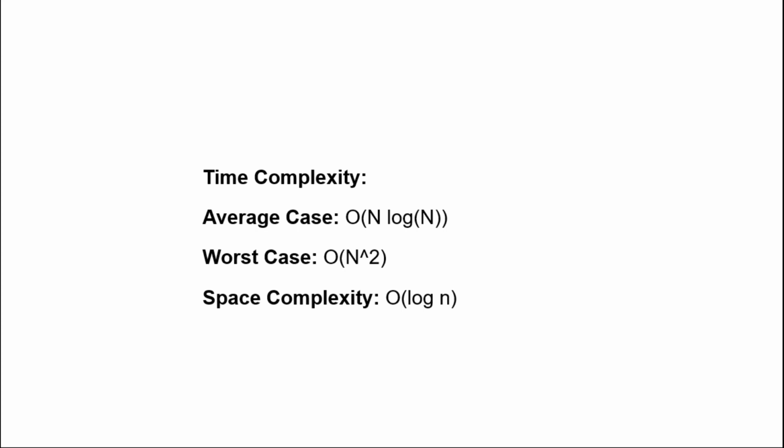As for the worst case scenario, this happens when the array is already sorted and we select the smallest or the largest indexed element as the pivot. That's when we have our worst case time complexity, which is O of n square.